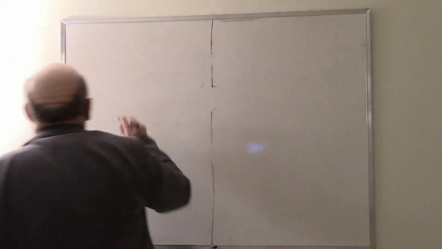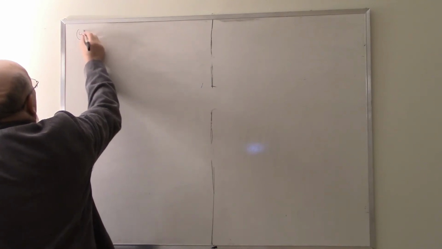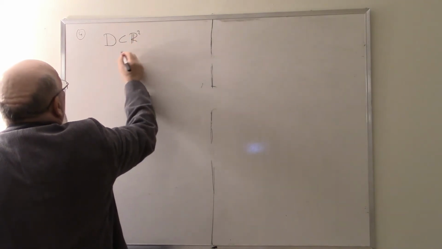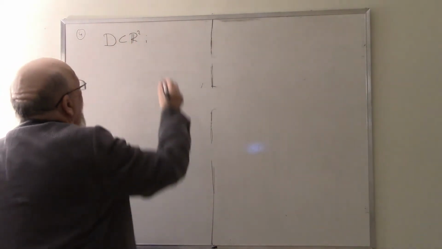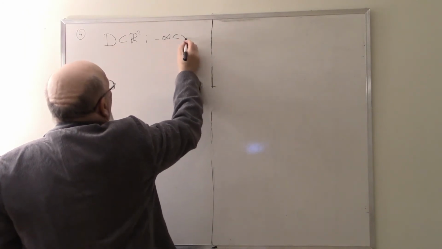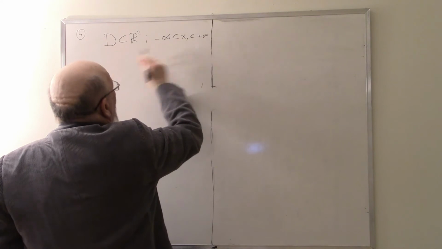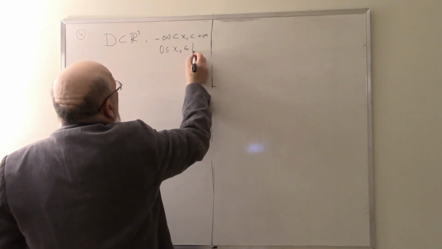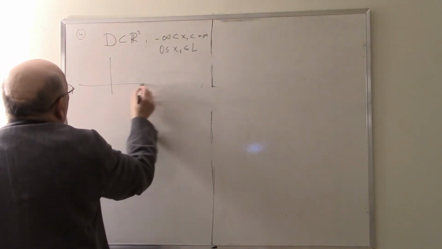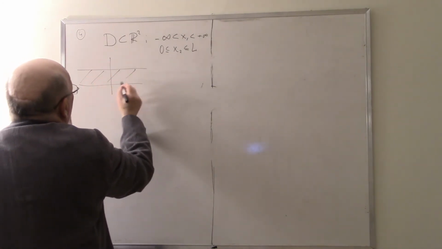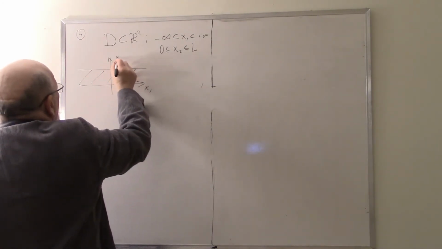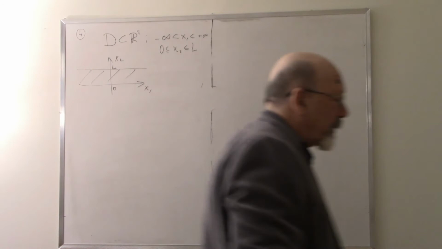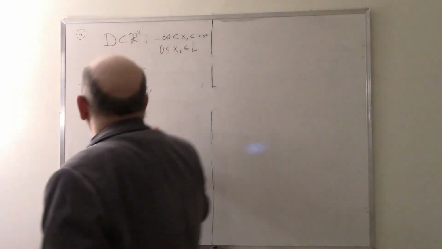Now consider one more problem. It is problem 4, I think. Consider domain D in R2. It has the following form: x1 between minus and plus infinity, so it is the whole line, and x2 between 0 and some L. So it is this strip, from 0 to L.